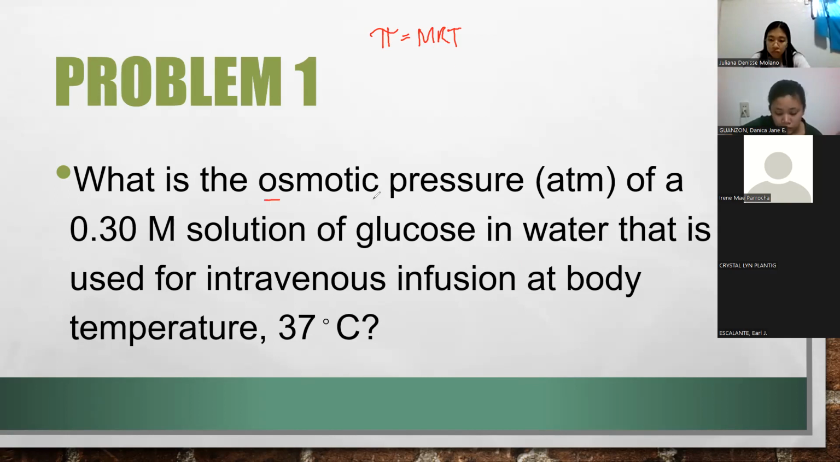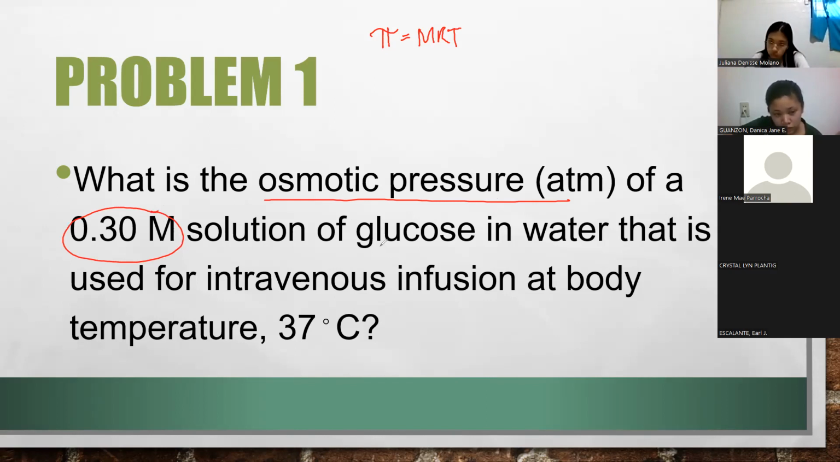So what is asked in the problem is the osmotic pressure in ATM. ATM dapat yung kanyang unit, atmospheric pressure. Now for the molarity is already given. That's 0.30 molar. That's the concentration of the solution, which is glucose in water. Okay?